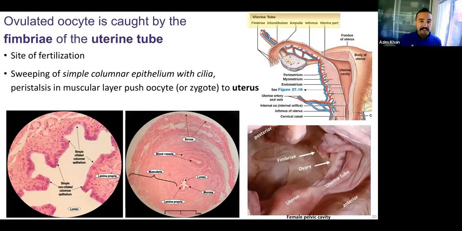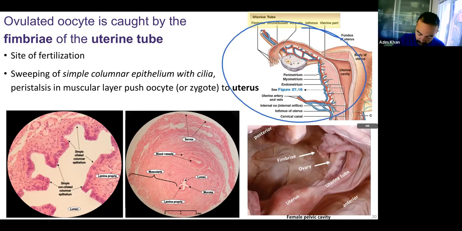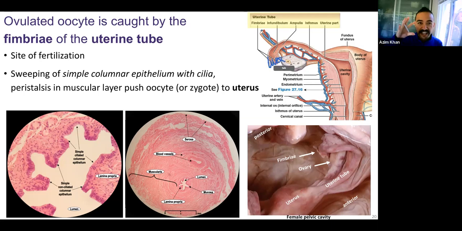Once the oocyte is ovulated at that time of the menstrual cycle, it's going to be caught. Take a look at the top right. The oocyte will be caught by these little extensions, kind of like a catcher's mitt. These little extensions are called fimbriae. They're fimbriae of this larger structure, the uterine tube. You might know this as the fallopian tube. I'm going to call it the uterine tube. It's an extension off of the uterus. So the uterine tube catches the oocyte, and it's the site of fertilization.